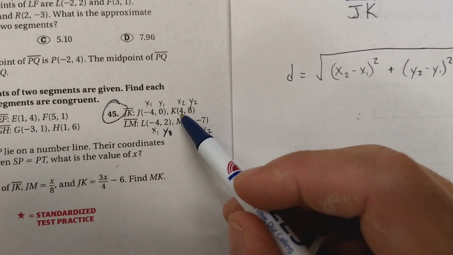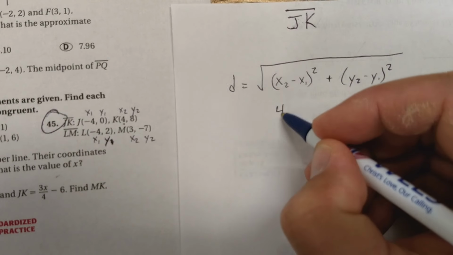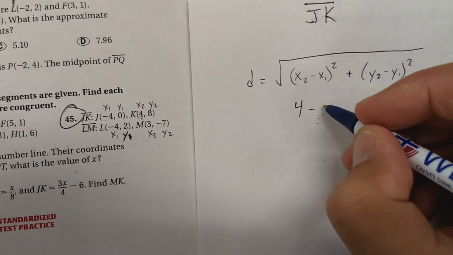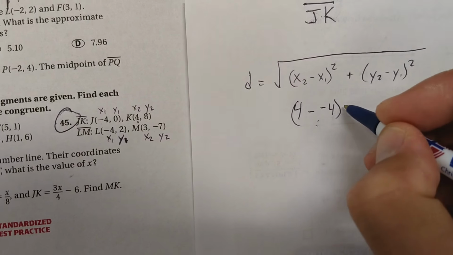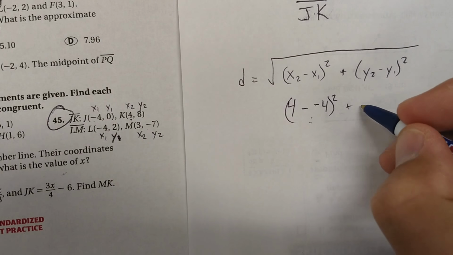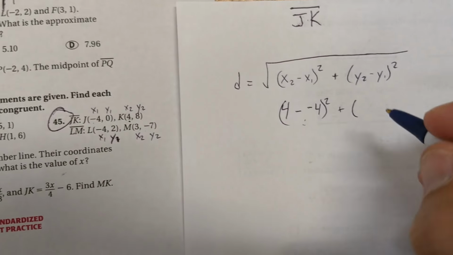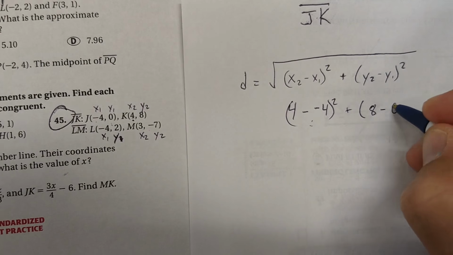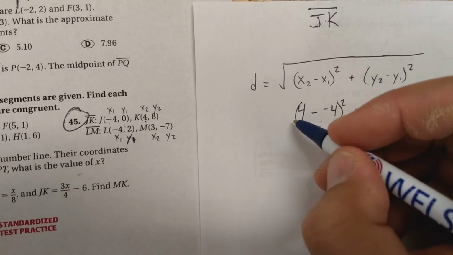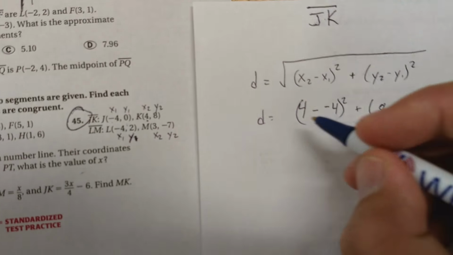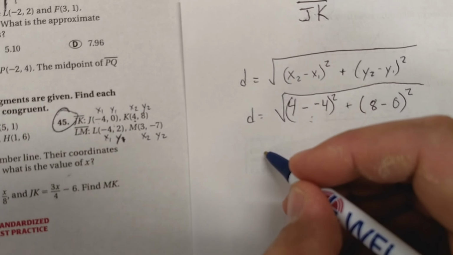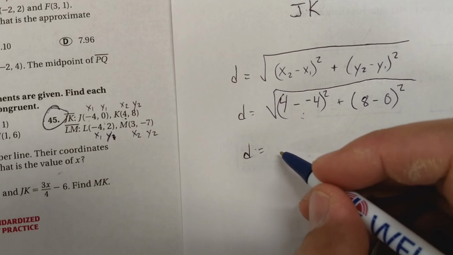We said x sub 2 is 4, and we know x sub 1 is negative 4, and so that's all going to be squared. Y sub 2 is 8 minus y sub 1, which was 0. And we're going to square it, and remember, all of that is a distance of the line segment that's under a square root. Okay, and now I can simplify that a little bit more.